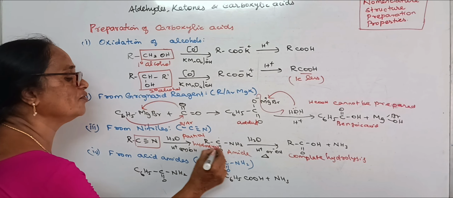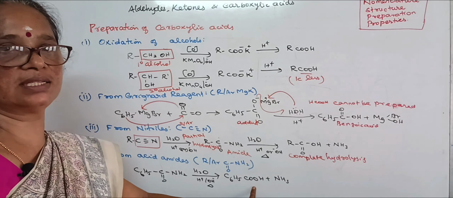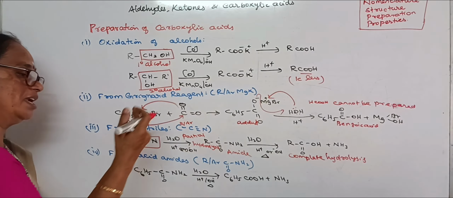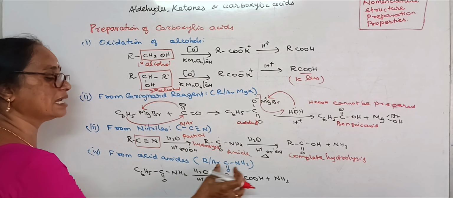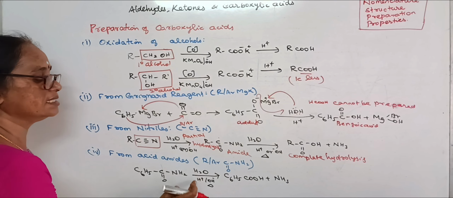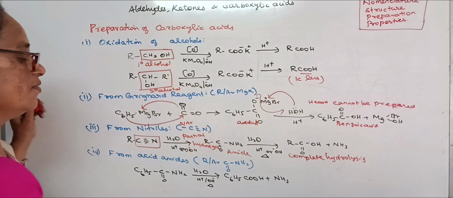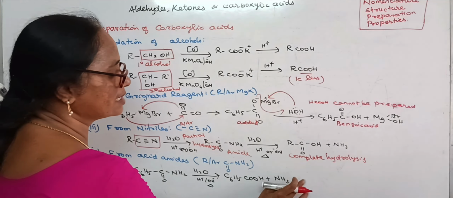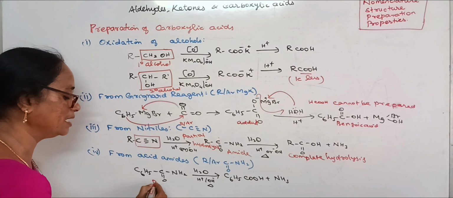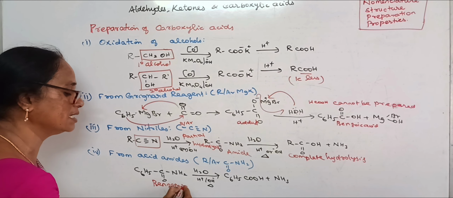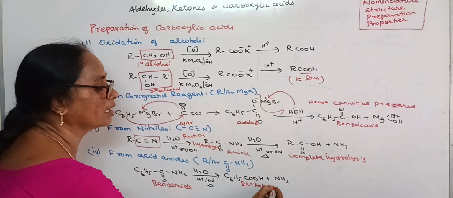And one more, we can take amide also to prepare the carboxylic acid. This amide can be an aryl group or even an alkyl group. So these alkyl or aryl amides, upon hydrolysis in presence of an acid or a base followed by heating, will give the carboxylic acid along with the formation of ammonia. Here we have taken benzamide. The name of the compound is benzamide. Upon hydrolysis it gives benzoic acid.